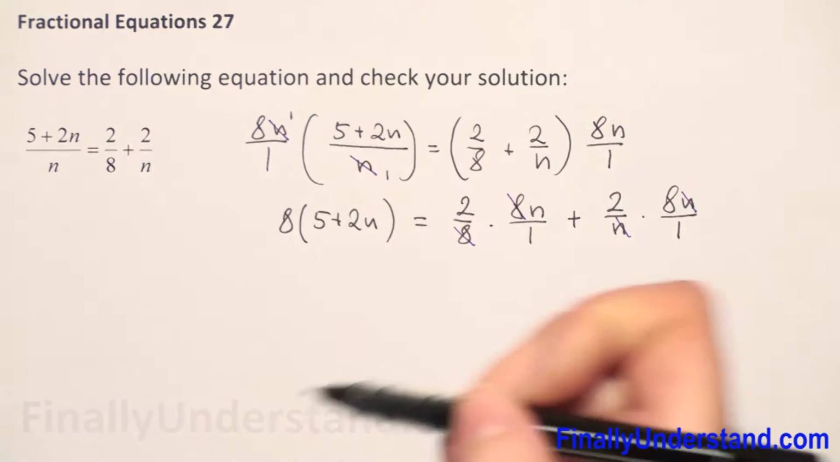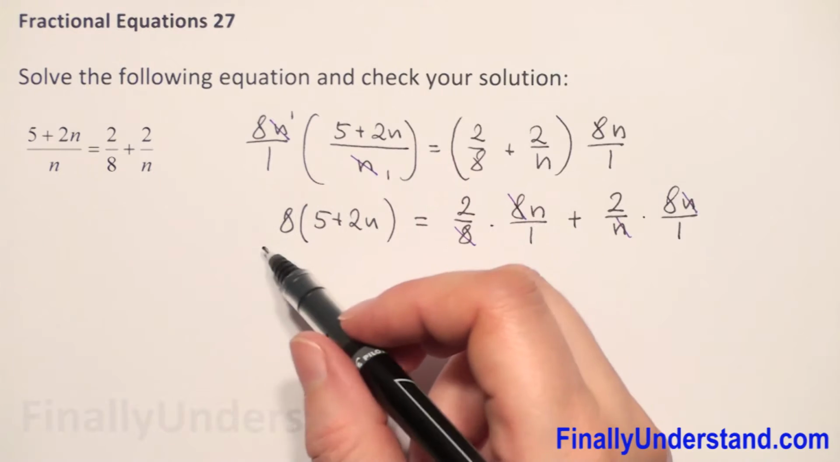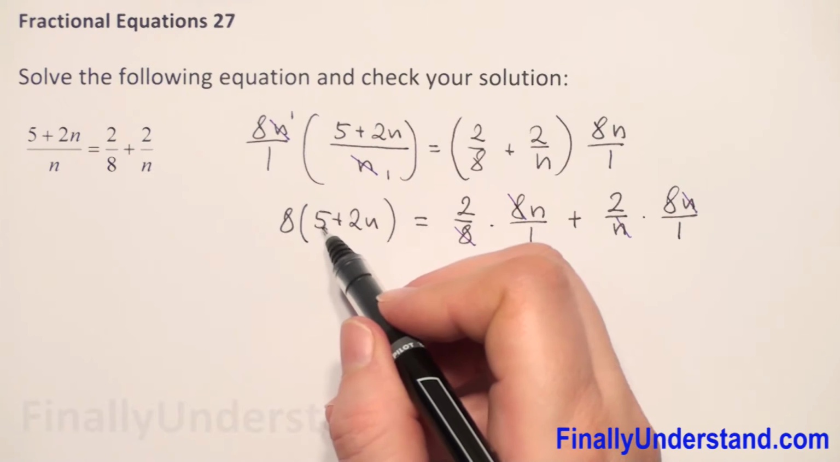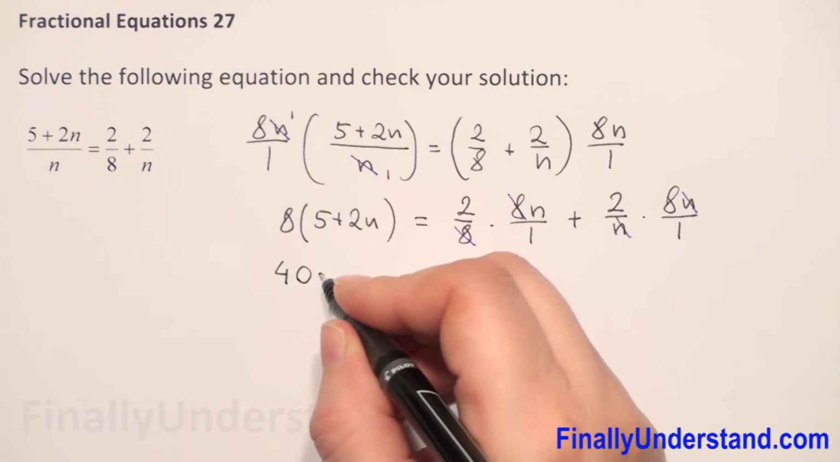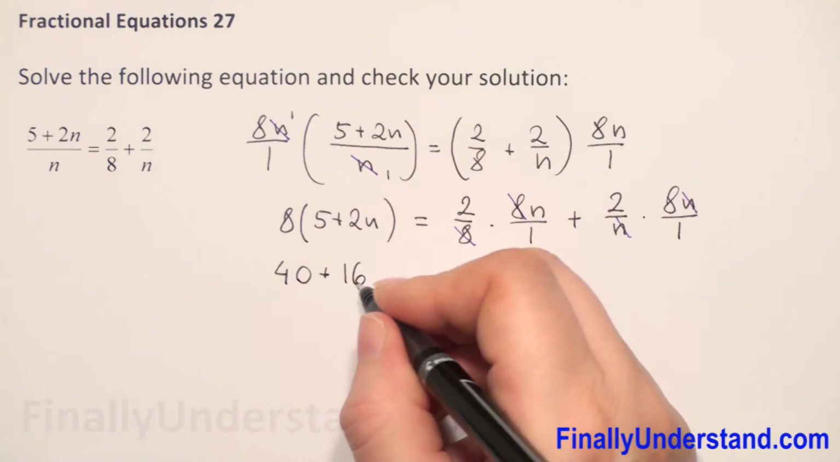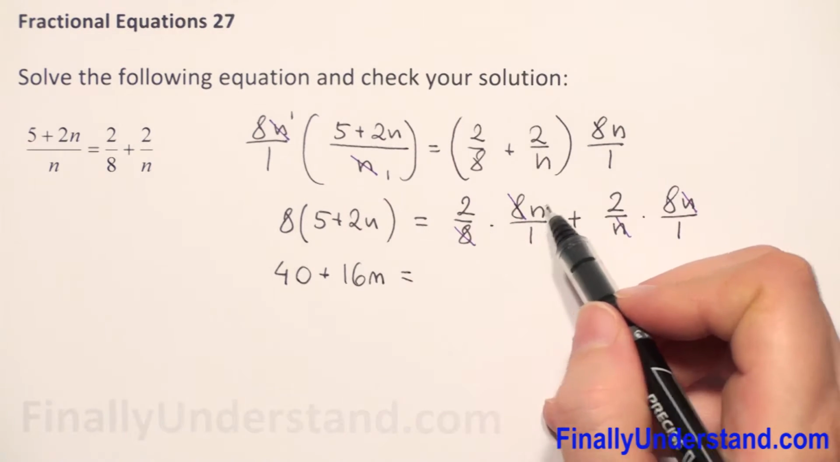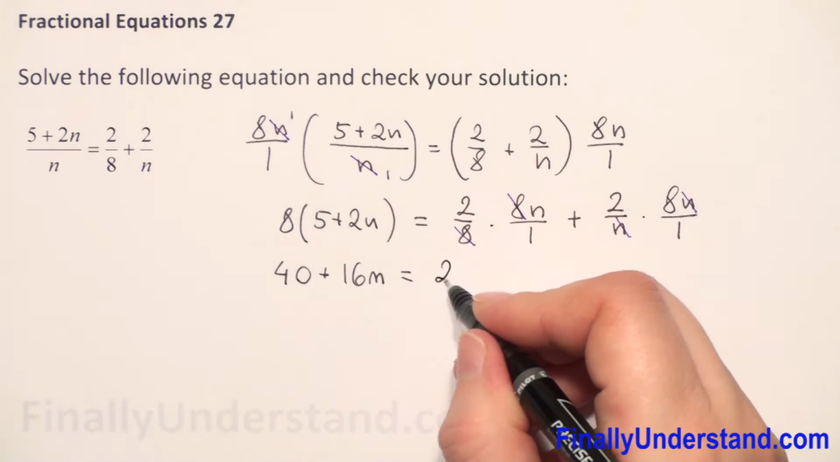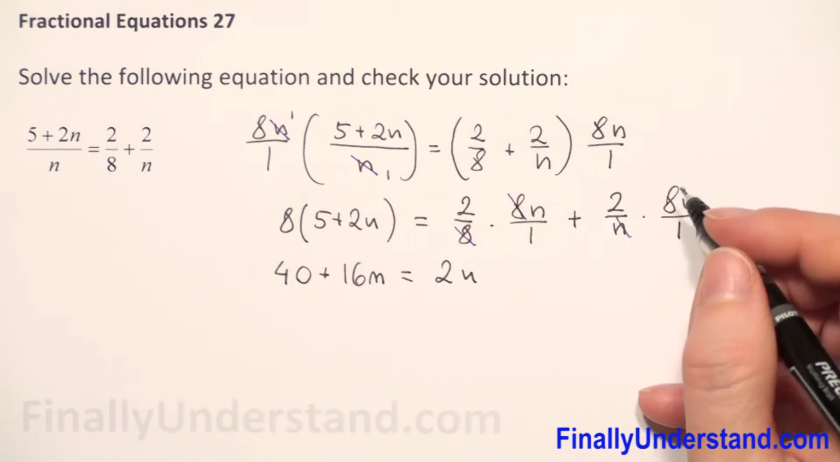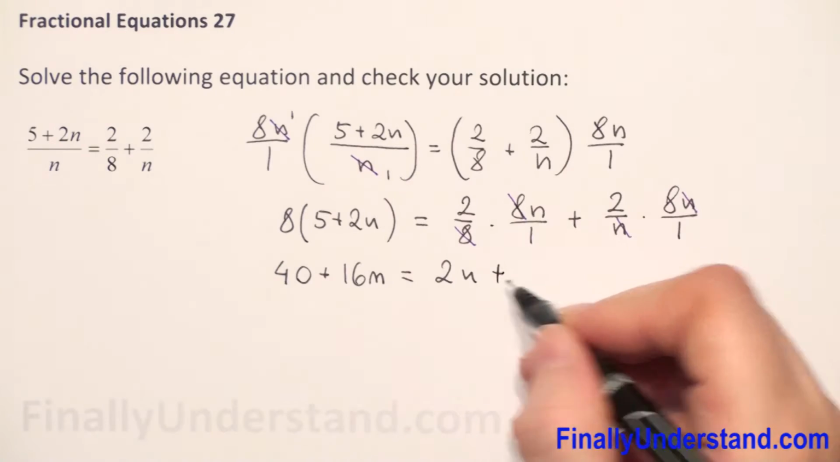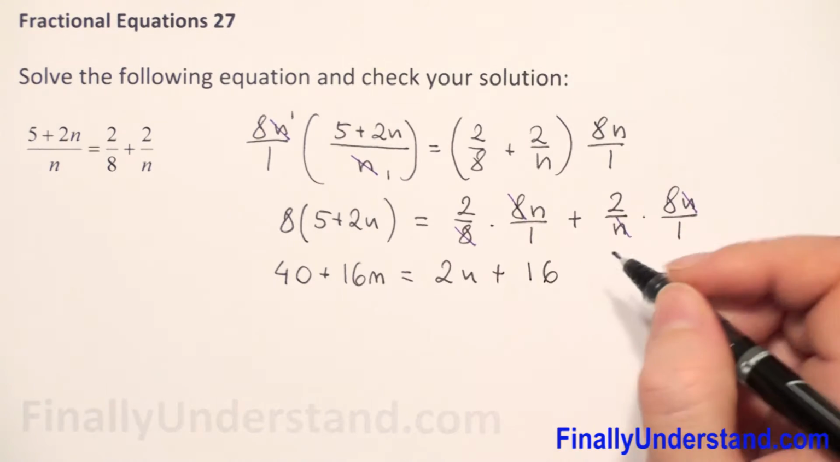So we copy the left side, and we can also do multiplication. 8 times 5 is 40 plus 8 times 2 is 16n. This is equal, and now we have 2 times n over 1, so it will be 2n. 2 times 8 is 16, over 1 is 16.